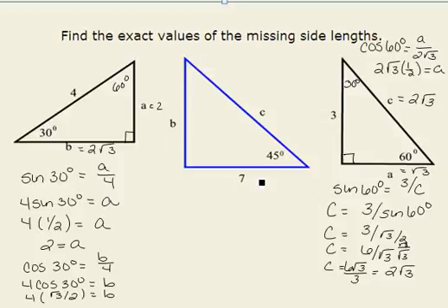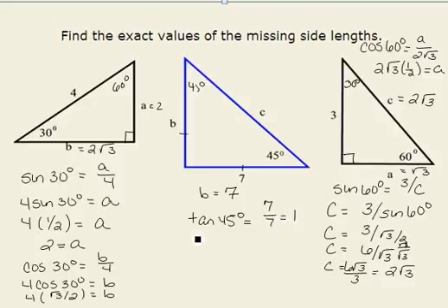Finally, we'll look at our middle structure, our 45, 45, 90 triangle. We will know that the two legs have to be the same length, so B is equal to 7. In order to solve for C, we will recognize that the tangent of 45 degrees is equal to the opposite over the adjacent, which is equal to 1.